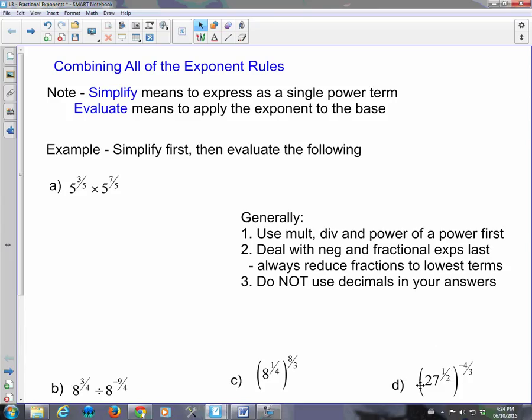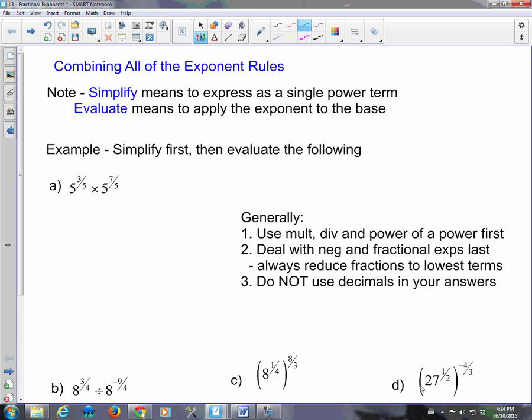Okay, so you've tried negative fraction exponents. We want to put all our fraction rules together now. So we want to use our multiplication rule, our division rule, our power to power rule. We want to use all those rules with any kind of exponent, including our fraction exponent.